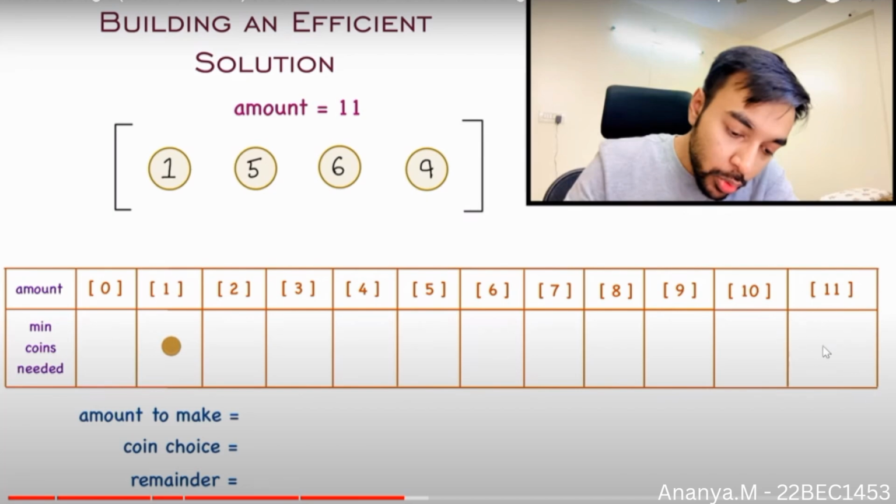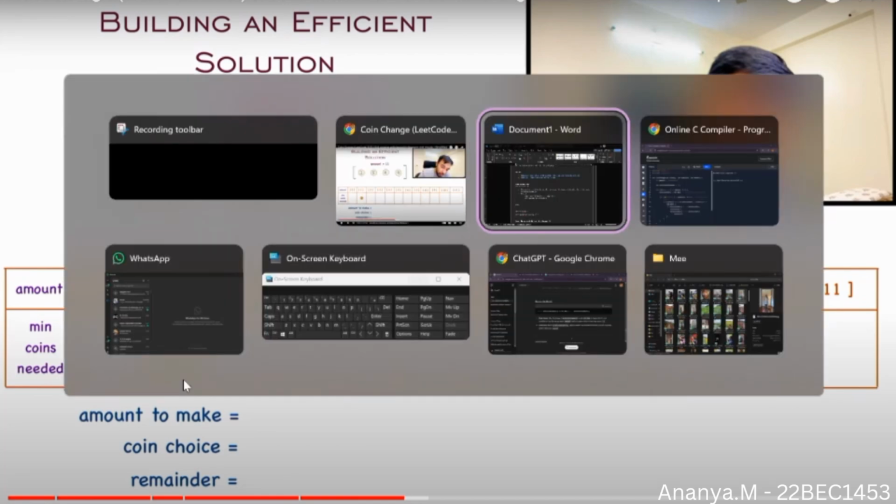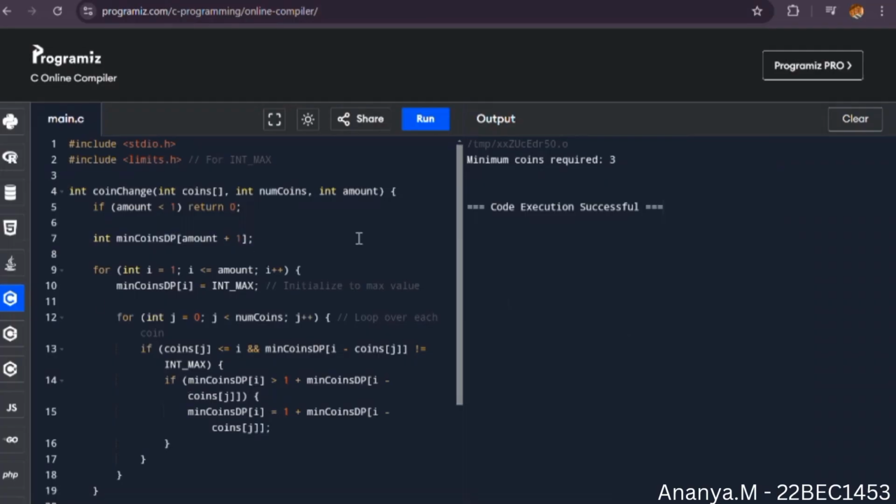As said before, with this logic in mind, let's move on to the code. Here we are utilizing these two libraries. This library, as we know, is used for input and output functions, and this library limits, we are utilizing it to take the value INT_MAX, which basically gives us the maximum integer value which can be taken. We will see why we are utilizing that in this statement.